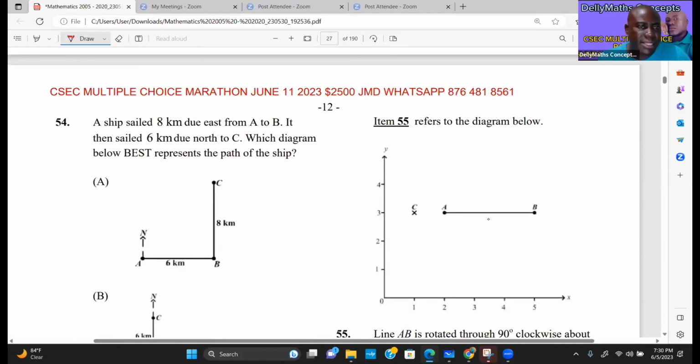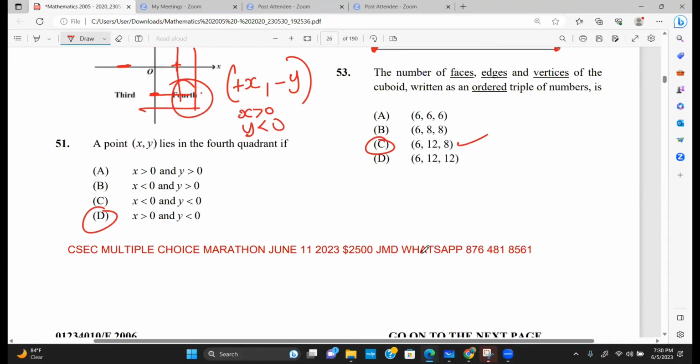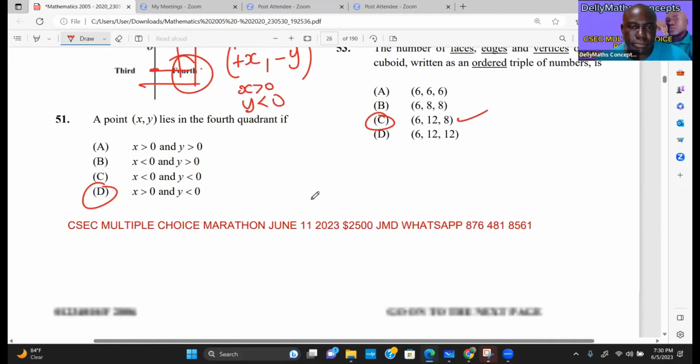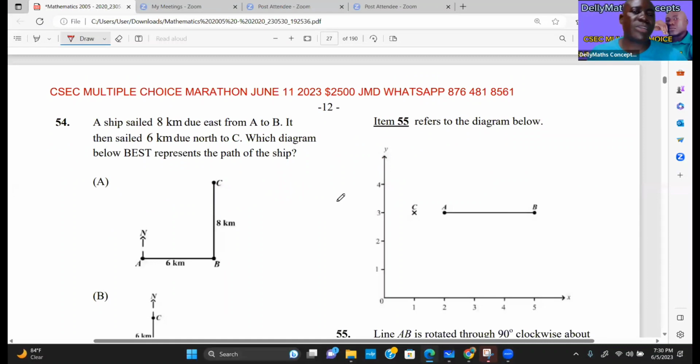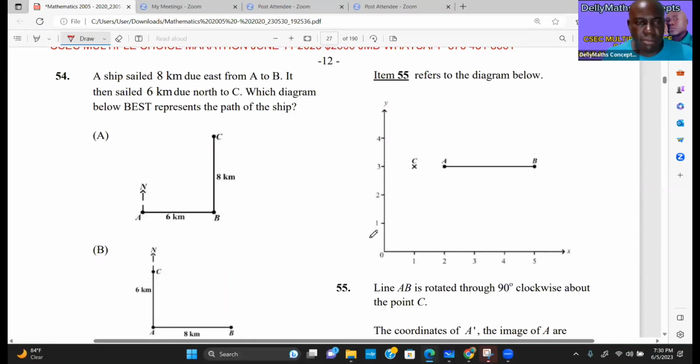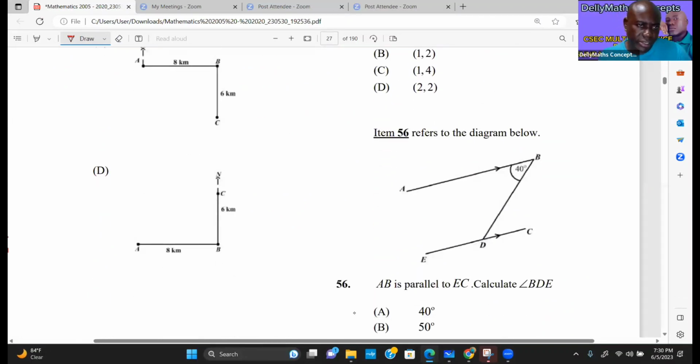A ship sailed 8 kilometers due east from A. So I'll make mine. I have A, and I go east to B. That's 8. It then sailed due north 6 to C. Which diagram best describes that? So you look from A to B, then up north, 6. Looking for that. Here it is.